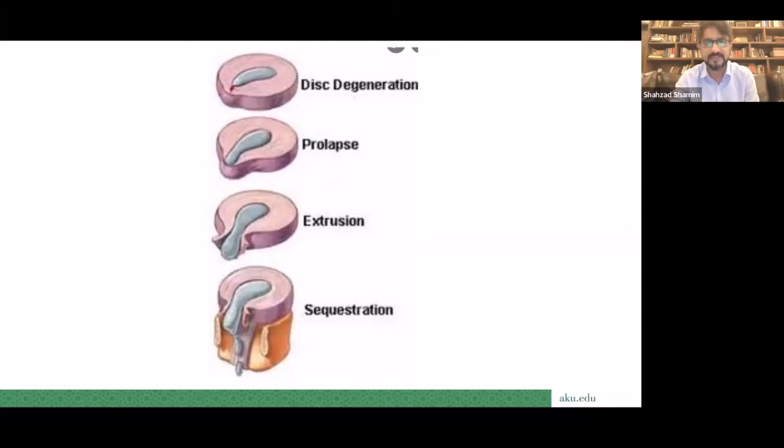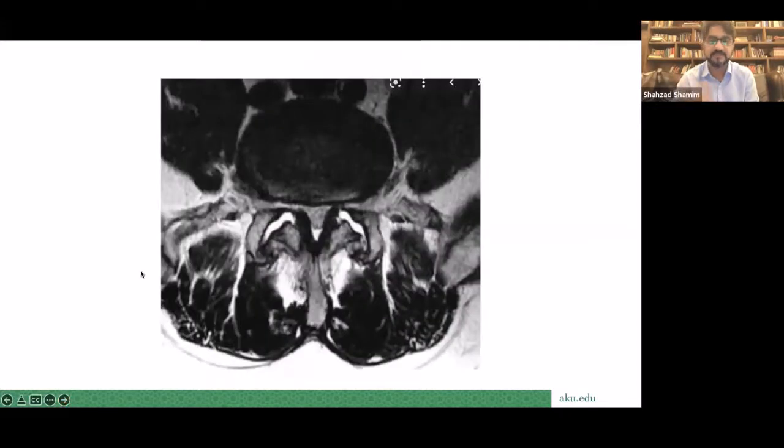If you delay it, the symptoms may be irreversible. So that's the natural history of disc herniations. Now compare this to the other pathology that we're going to talk about, which is spinal stenosis.